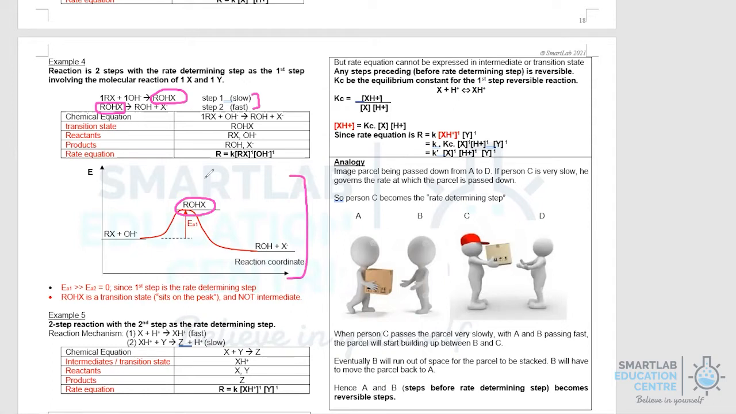So ROHX is in actual fact a transition state, and if it's given a transition state in terms of the energy profile, it should be drawn in this manner. Transition state means that it's not stable and it cannot be isolated experimentally. So in terms of the energy profile diagram, we can see that for step 1, this is actually the EA1. And for step 2, in actual fact, the EA is 0, because as you can see, the transition state just converts to the product in the second step, which means that the activation energy in the second step is in fact 0, which is the reason why the first step is still the rate determining step. And based on the sketch itself, ROHX, which is actually at the peak of the energy profile diagram, indicates that it is a transition state.